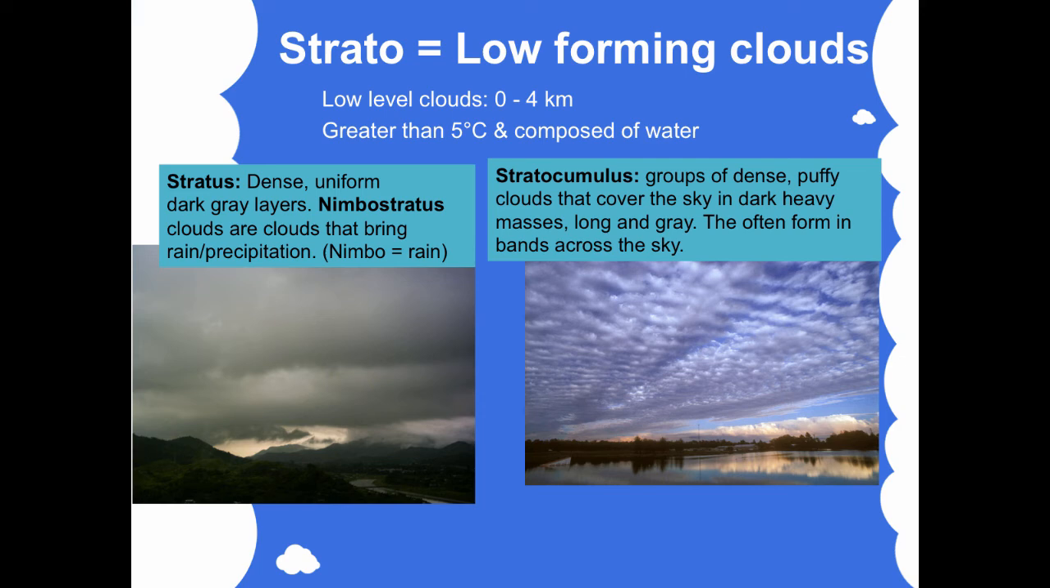And then you have the stratocumulus, so a low-forming cumulus cloud. These are groups of dense, puffy white clouds that cover the sky. So like a stratus cloud, you notice it covers most of the sky, but it also has kind of those puffy appearance like a cumulus cloud, so we put them together in stratocumulus. You also have the cumulus cloud, which also is a low-forming cloud. So if you just see cumulus clouds, that's also a low-forming cloud. We just don't put strato in front of it.